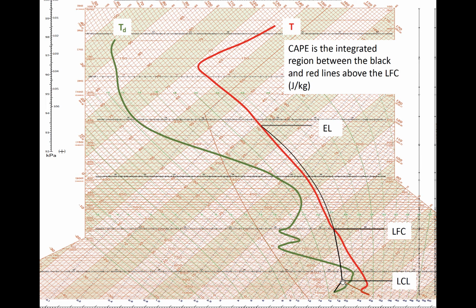The LFC is the pressure level at which the parcel is no longer cooler than the environment as it rises. So this black line would be the hypothetical parcel temperature compared to the red line, which is the environmental temperature. And when I say hypothetical parcel temperature, I'm talking about a parcel that's lifted from the surface with this dew point, and this temperature.